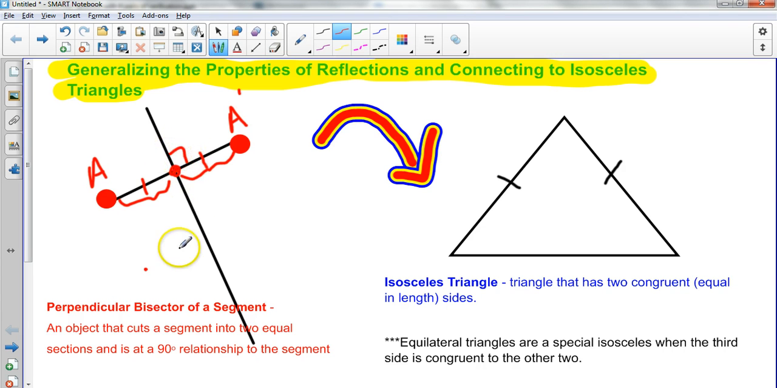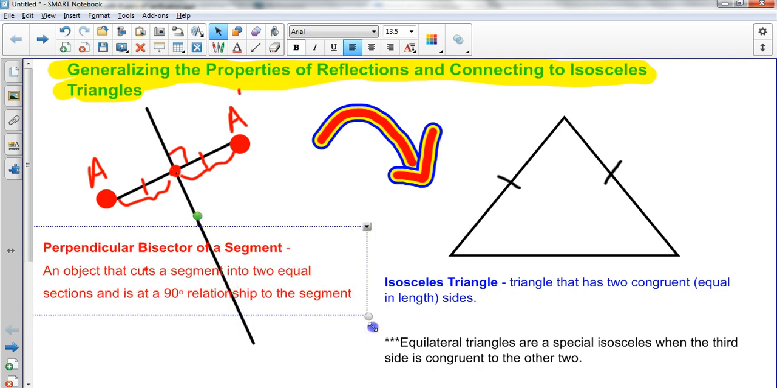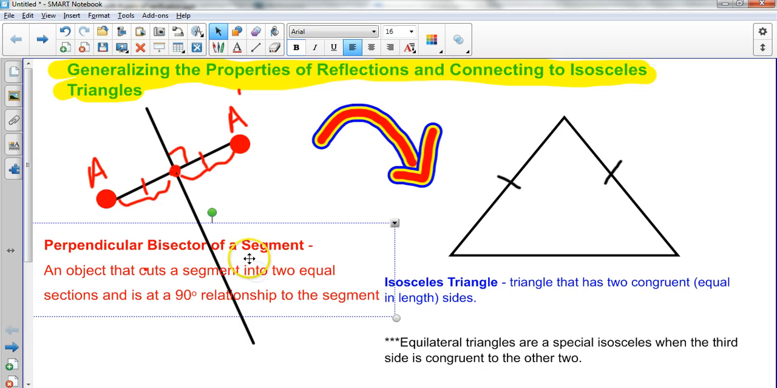Okay? So what we need to put in our notes, make sure that you understand this terminology here, what a perpendicular bisector is of a segment. So a perpendicular bisector of a segment, like this segment A prime, this segment right here, the line of reflection is the perpendicular bisector because it cuts the segment A prime into two equal sections, right? Two equal halves. That's what bisect means. Bi means two, sect means to cut. So cut into two equal sections.